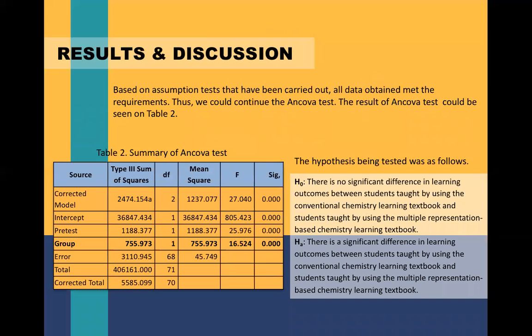In the summary table of the ANCOVA test, we focus on the group row, and it shows significance 0.000. So it's lower than the significance level. From that, we can conclude that the null hypothesis was rejected and the alternative hypothesis was accepted. So there is a significant difference in learning outcomes between students taught using the conventional chemistry learning textbook and students taught using the multiple representation-based chemistry learning textbook.